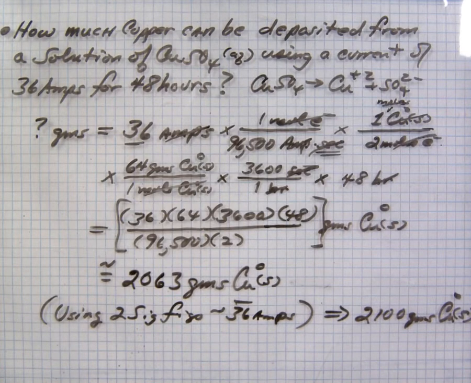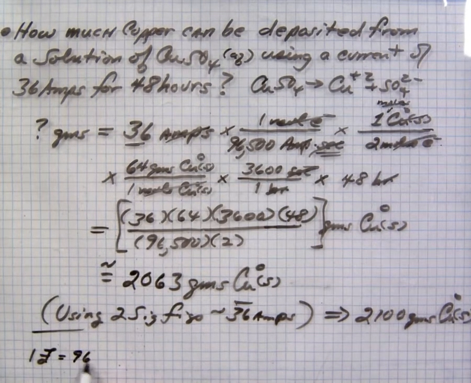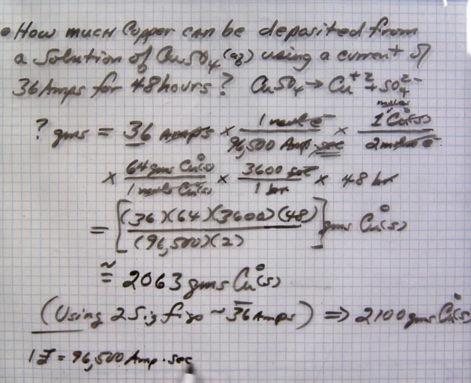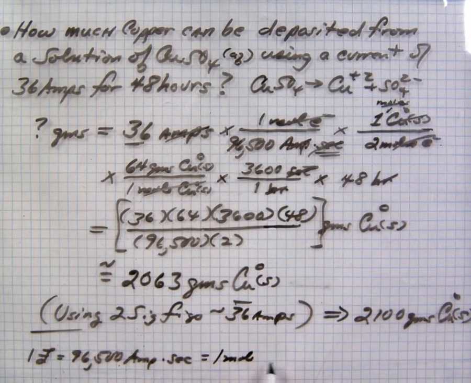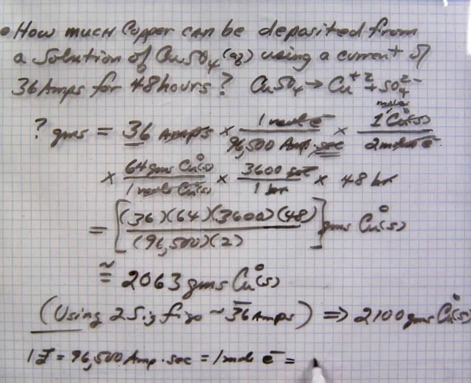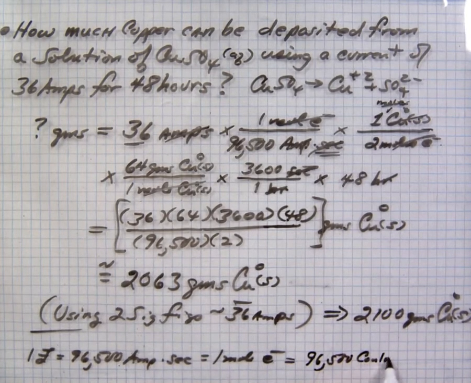So it's nothing more than a dimensional analysis problem that revolves around Faraday's law. 1 Faraday is 96,500 amp seconds, which is simply 1 mole of electrons. So this is really the primary relationship that you'll use. Also, if you wanted to, you can use 96,500 coulombs.